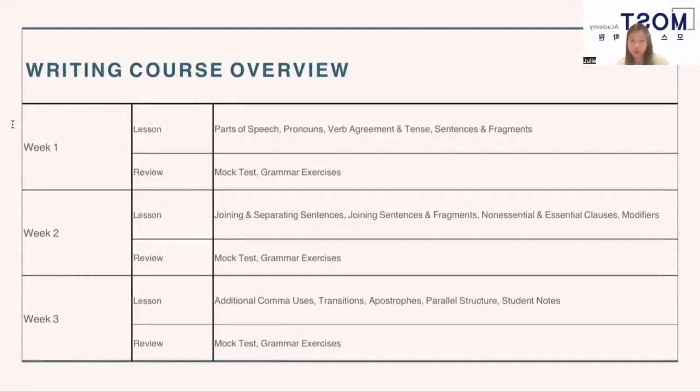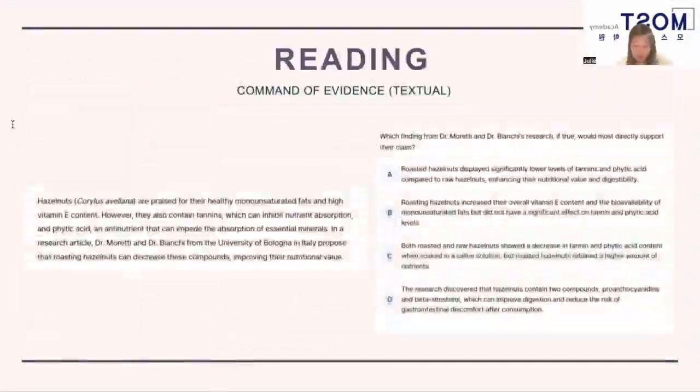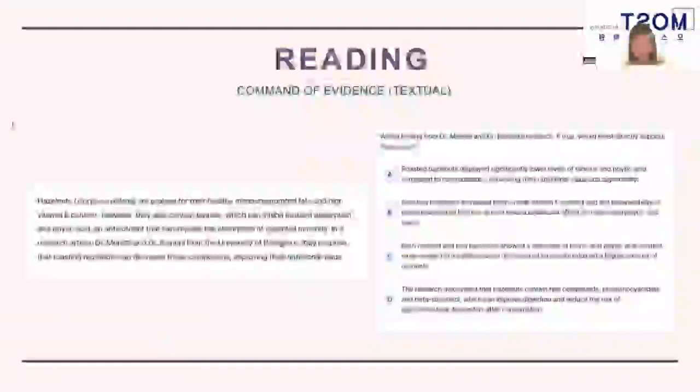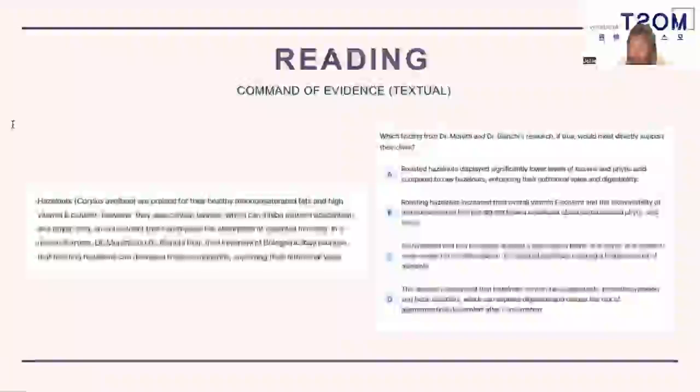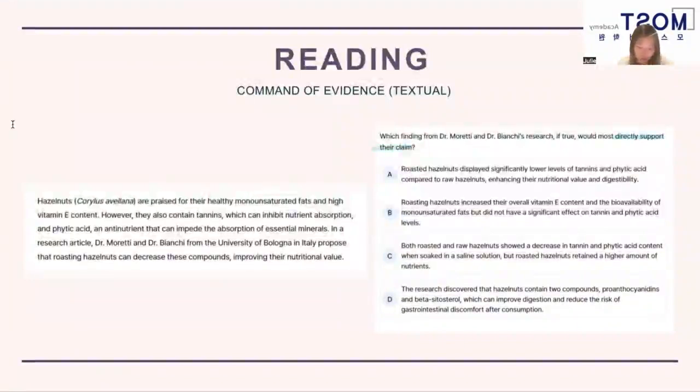So let's take a look at an example for each of the sections. For this one, I'm going to take a look at command of evidence for the reading section. For these questions, naturally you do want to read the whole thing, but sometimes time is also a constraint. So if you find that time is not on your side, then I would look at the question first, and just the question stem. It says, which finding from Dr. Moretti and Bianchi's research would most directly support their claim. From here, I would look specifically for the claim within the text.